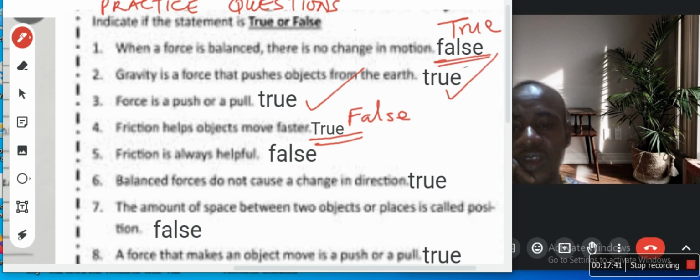Number 5, friction is always helpful. So you were deliberately asking me to reveal the answers to you. No. Friction is not always helpful. Okay, so that's correct. Friction is not always helpful. So it's false.